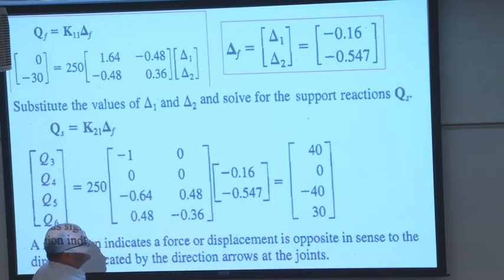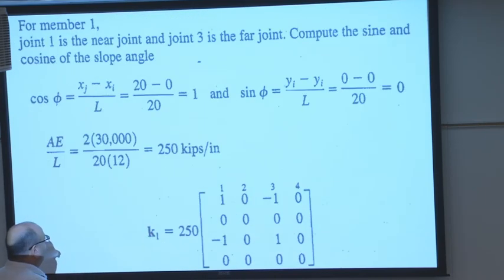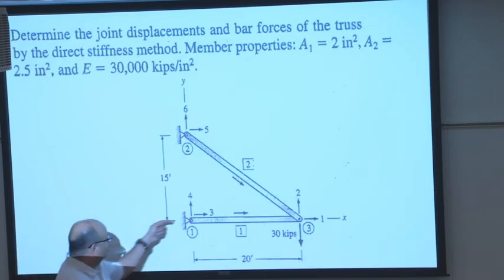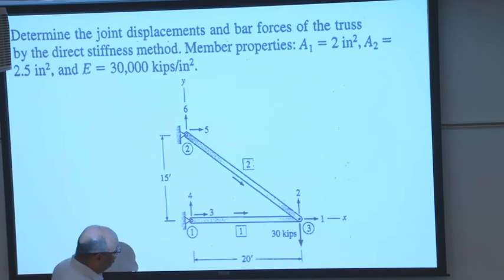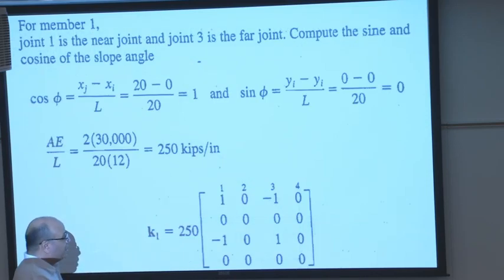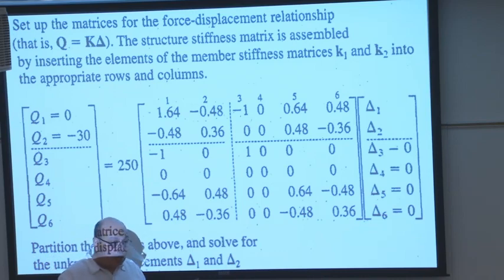So we have 40 kips in Q3, 0 in Q4, negative 40, and 30. So for this structure, remember 40, 0, negative 40, and 30. So 40, 0, and the 2 other values that you're having, negative 30 and 40. That's basically what we ended up doing. So what we accomplished now is getting the displacement and getting the support reactions.